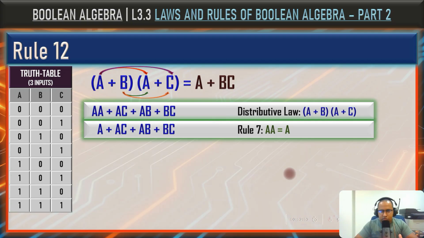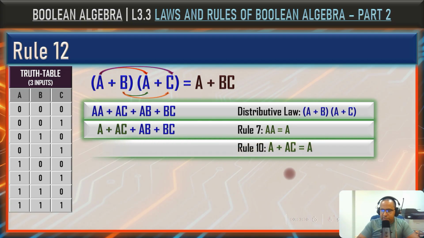Now, before we move on, notice something interesting. There's actually a faster way to simplify this expression. Instead of factoring terms, we can directly apply rule 10. First, we can apply rule 10 to this part of the expression. That is, A plus A times C simplifies to A. The remaining terms stay the same.